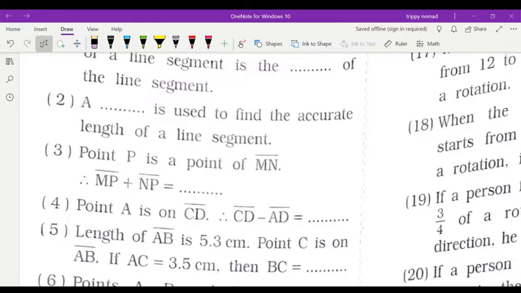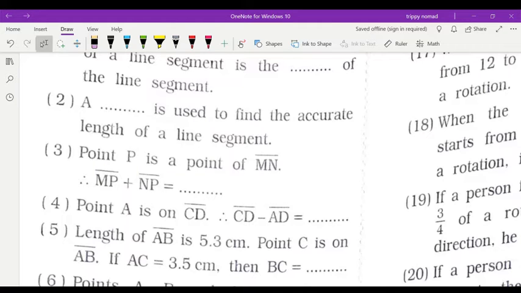Now question number 3: the point P is a point on MN. Therefore MP plus NP. That will be the sum. MN will be the sum of these two line segments. So what will be the answer? MN.